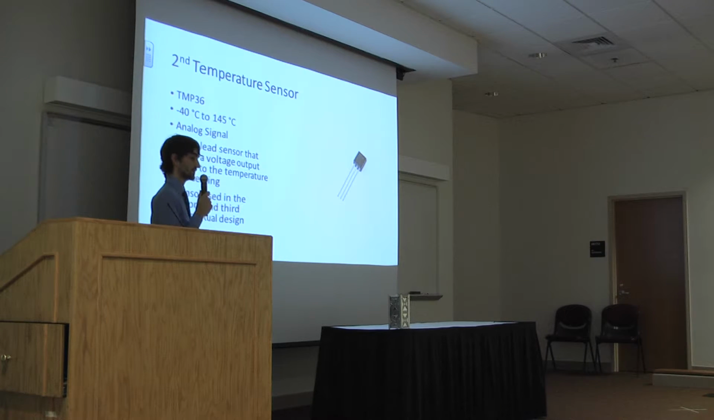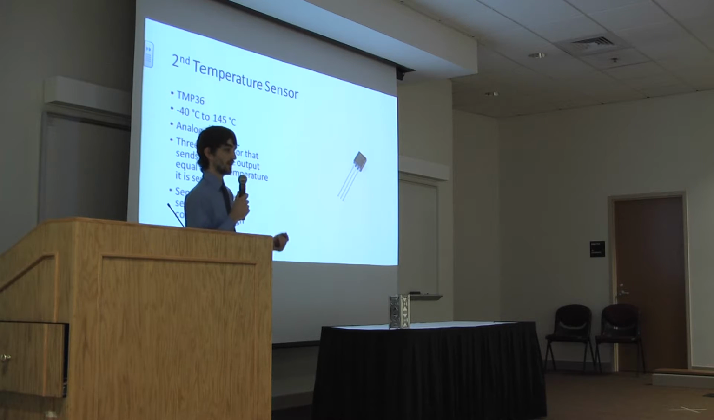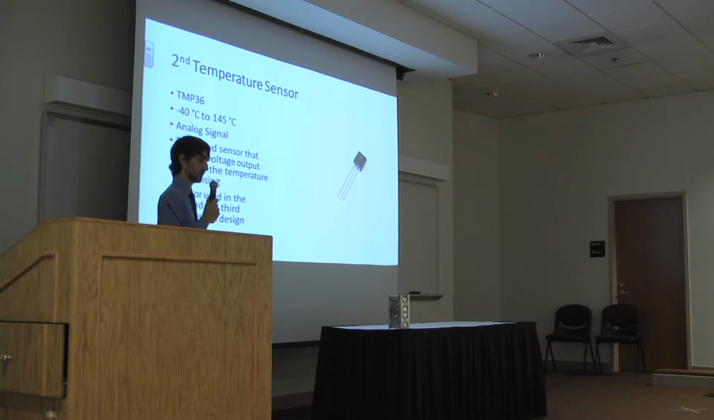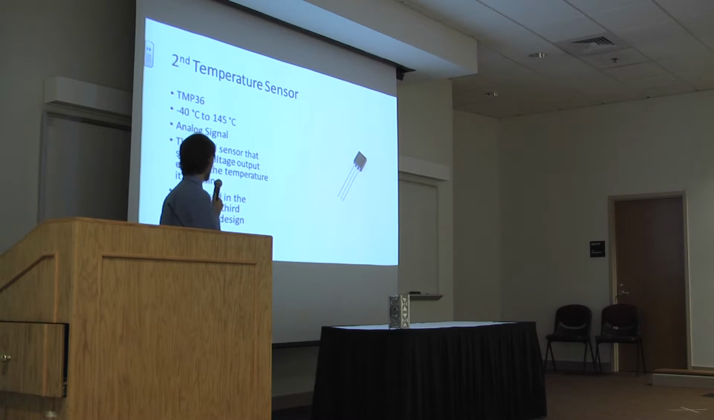So the second temperature sensor was the TMP36. It has a little bit less of a range. It's only negative 40 degrees to positive 145 degrees Celsius. It sends an analog output voltage, so the board can actually read that without much signal conditioning. It's a 3-lead instead of 2 leads. One lead you input a voltage, another lead is the ground to allow flow, and then the third lead is the output signal that you can read with the board.